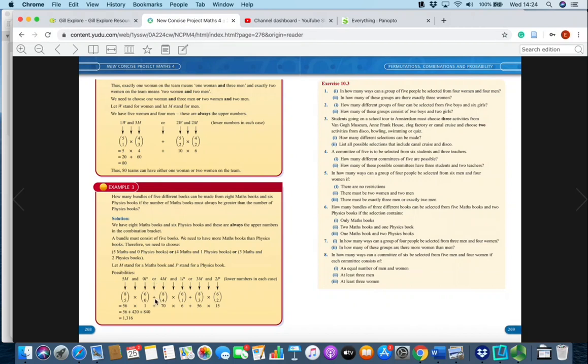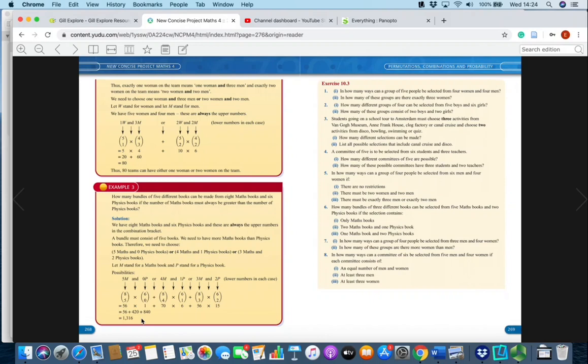Or, so you can see I do these on separate lines. This book is doing them all together, whichever you want. 4 maths books, 1 physics book. Okay, that's what you're getting here. So you're getting 420 options there. Or 3 maths books and 2 physics books, 840 there. And then because it's an OR, you add them all together.